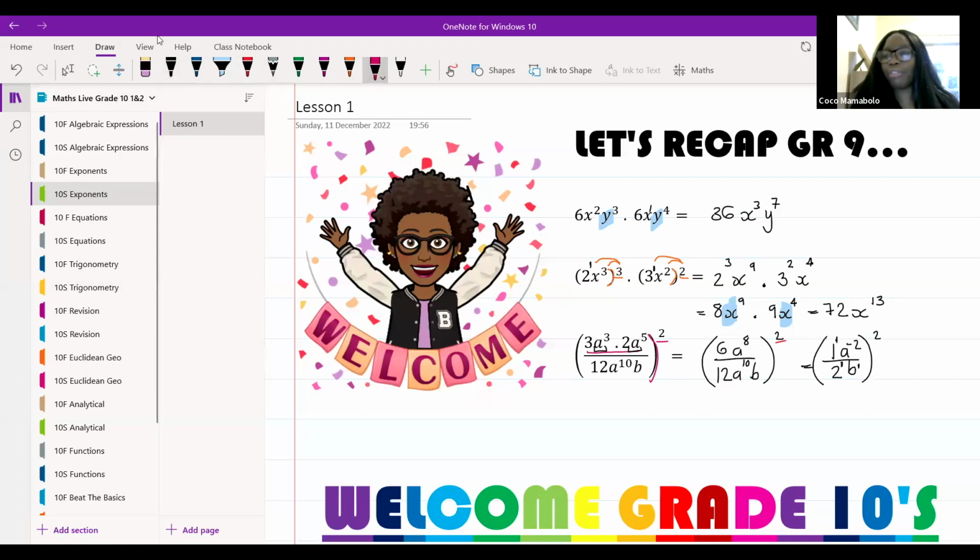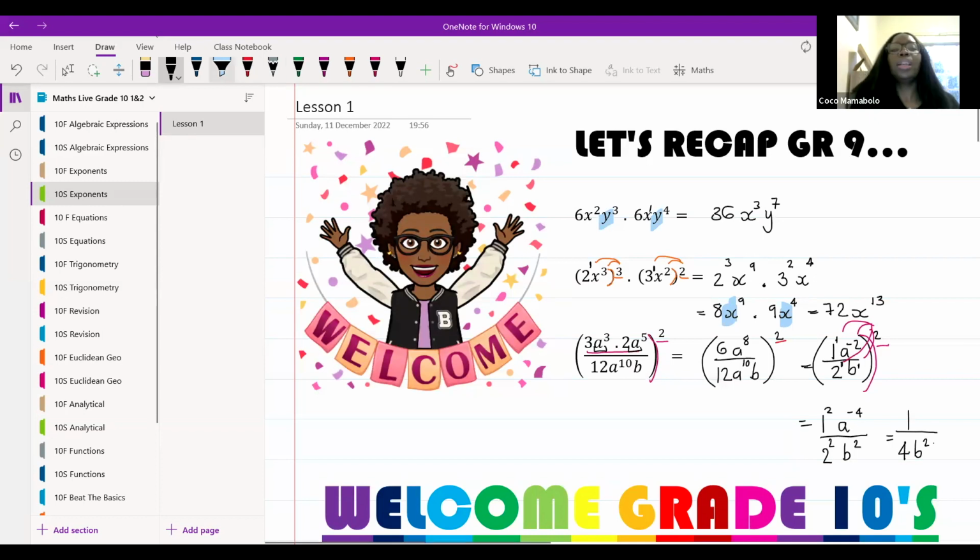Then I know that I've got a bracket and an exponent, so I'm going to distribute that 2 on the outside. Right. So I'm going to get 1 squared, a to the power of negative 2 times 2, that's negative 4, over 2 to the power of 1 times 2, that's 2 squared, and b to the power of 1 times 2, that's b squared, right?